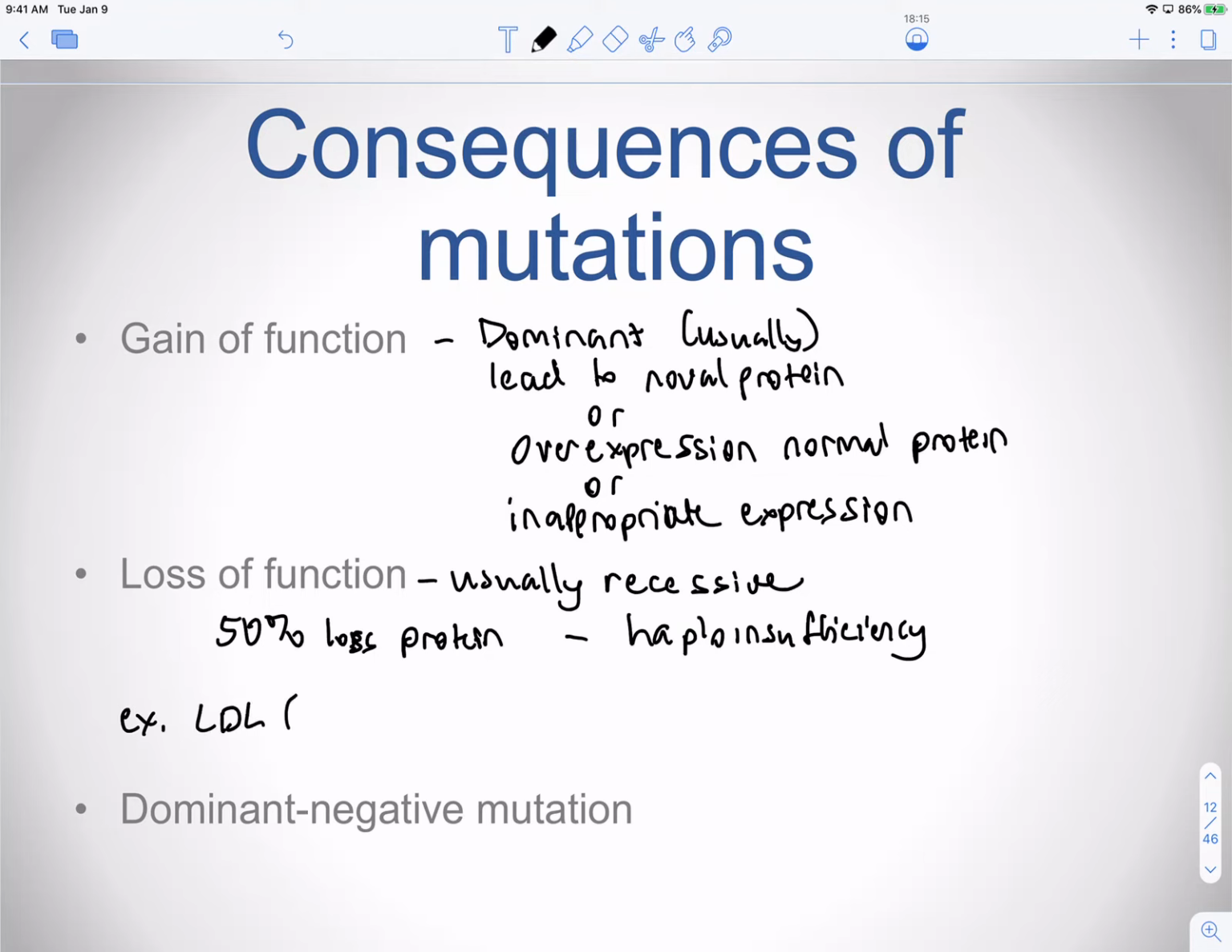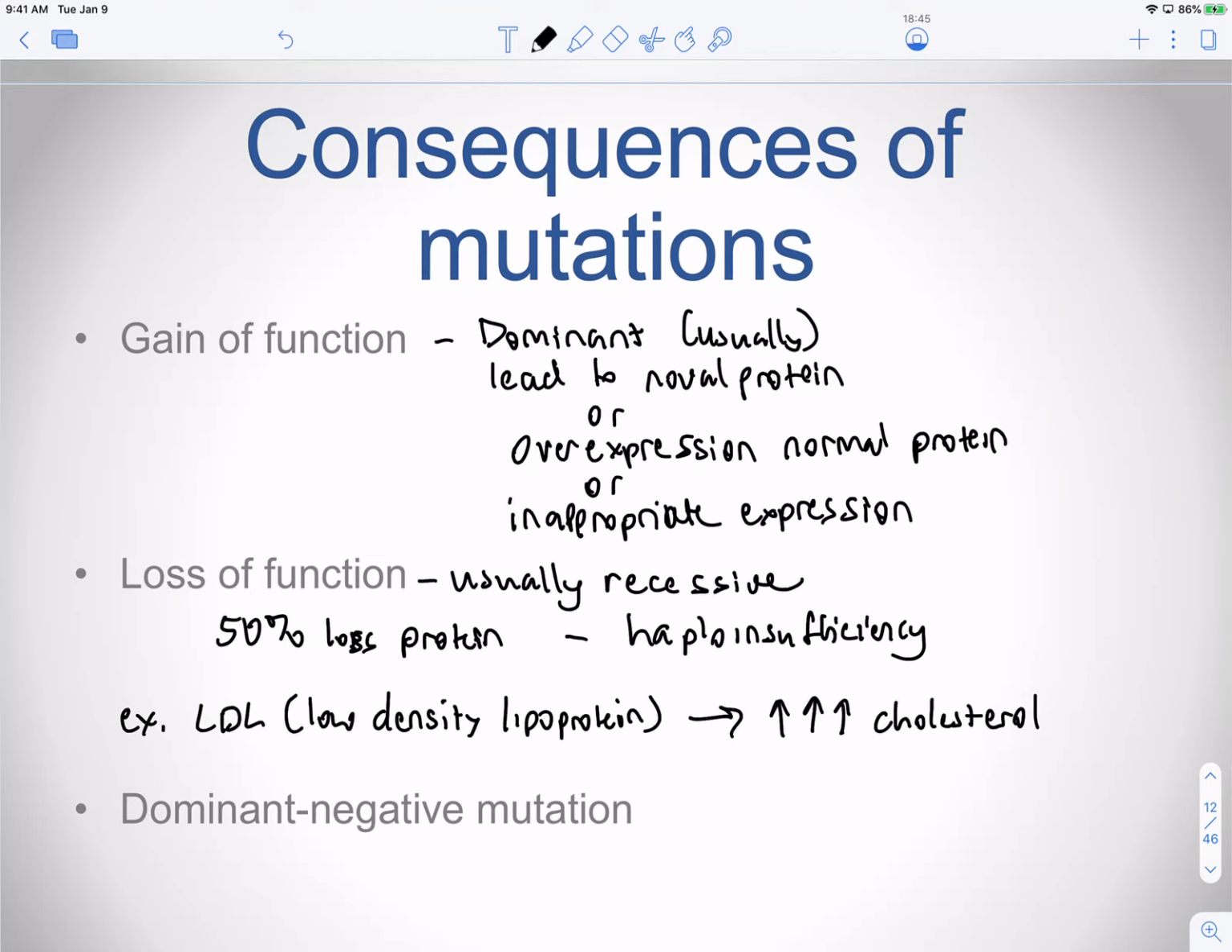low density lipoprotein. So if you have a loss of function of low density lipoprotein, this is going to increase cholesterol in the blood. And it's because your low density lipoprotein is going to help your high density lipoprotein remove cholesterol and bring it to the liver for the liver to dispose of it.